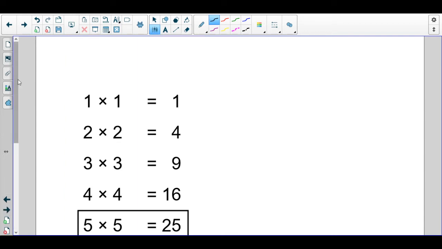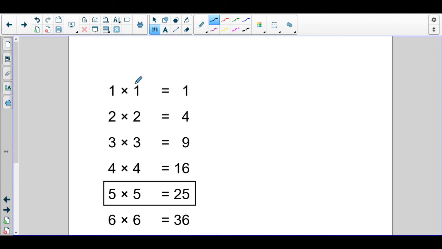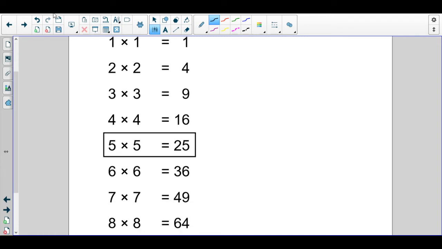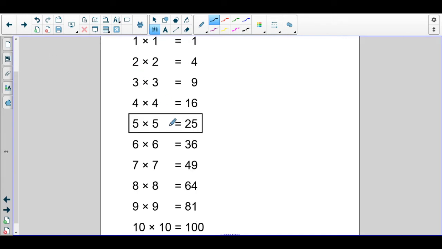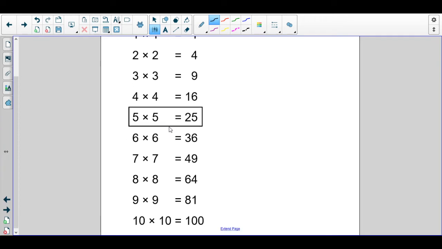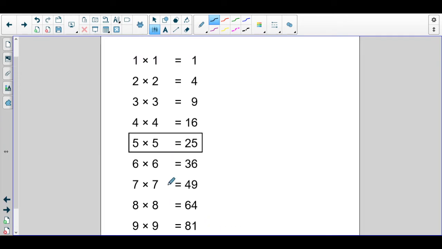Now, as with anything with math, there's always patterns that can be seen. And the perfect squares are no different. A neat little thing here that we can look at, at least for the first 9. So we're not going to worry about 10 times 10 right now, but we're going to start right here in the middle. 5 times 5 is 25. It's in that middle section of these perfect squares. And then we have some really neat things that we can see here.